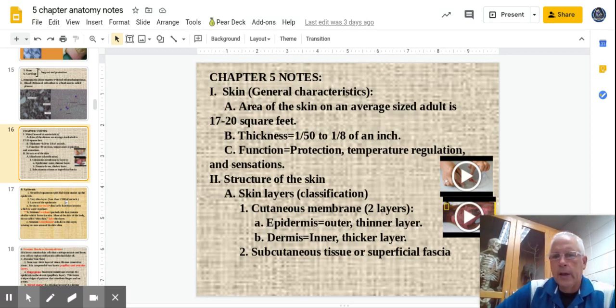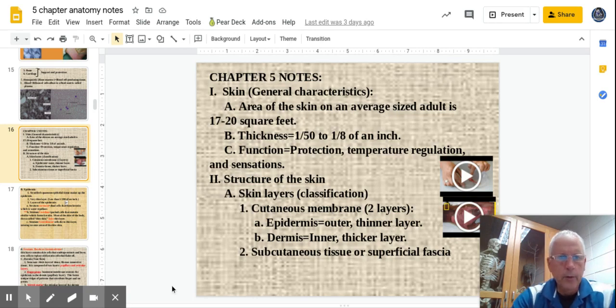And the function of skin is to protect, regulate temperature, and sensations, obviously touch and pain and that kind of thing. So we divide skin up into basically 2 layers, the cutaneous and the subcutaneous or superficial fascia. And by the way, that is a test question a lot of people miss. Subcutaneous tissue and superficial fascia are the same thing. So let's start with the top layers. The epidermis is your outer thinner layer, and then right below it is the inner thicker layer called the dermis. That's the cutaneous part. And then the subcutaneous is down below that.